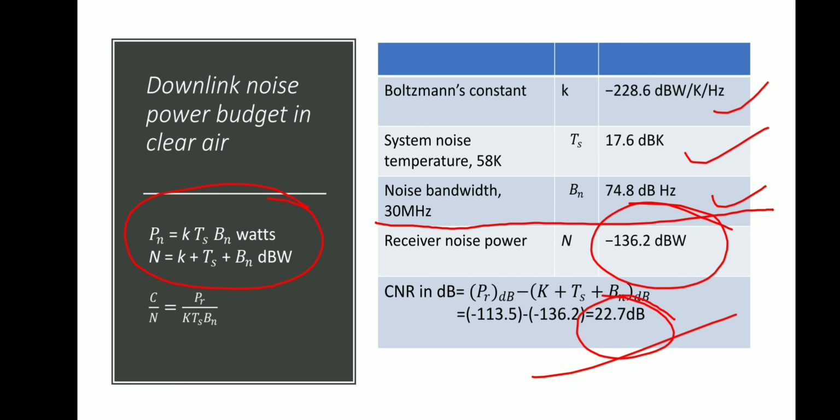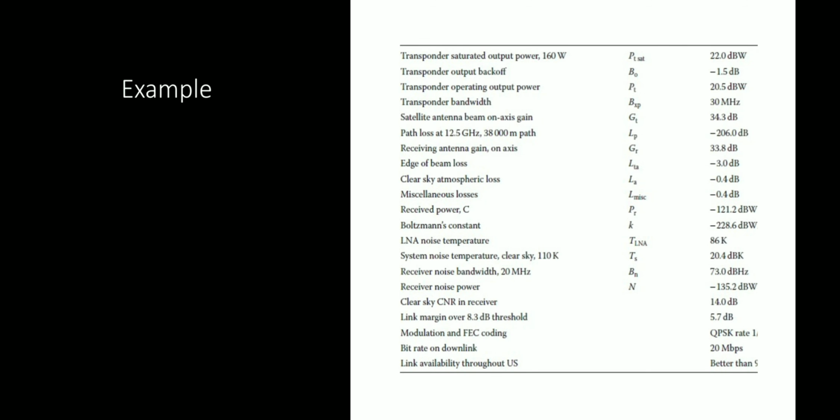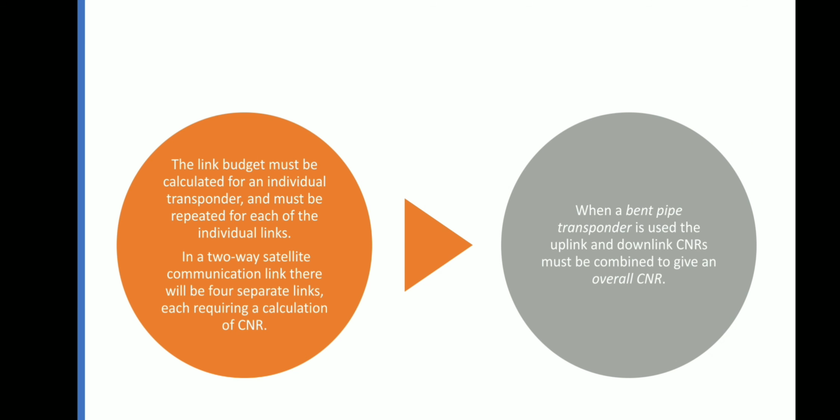I hope this gives a pretty good idea of how we do the CNR calculation of link design. For real time design, we iterate the process by changing certain things so that we achieve our desired goal. You can take this example and solve it at home, just for practice. There are various questions also given in the book. Here at the end, we'll just move on.